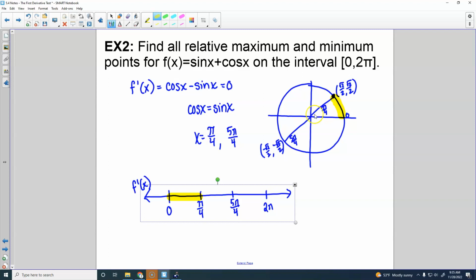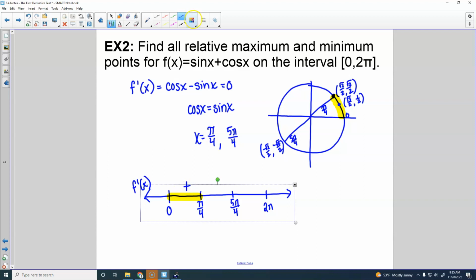And if you need a point to check, pi over 6 is the only one on the unit circle that we know. At pi over 6, we would have root 3 over 2 and 1/2. So we would end up with root 3 over 2 minus 1/2. That would be positive, right? So we're going to get a positive there.